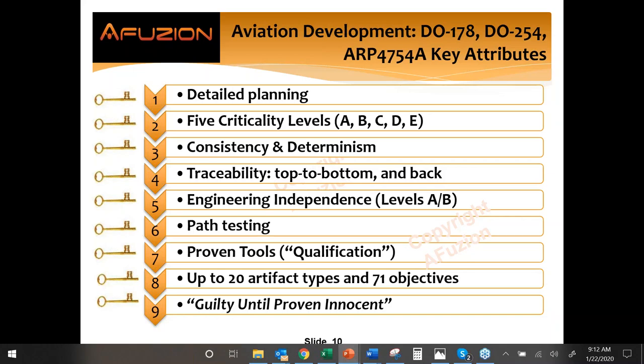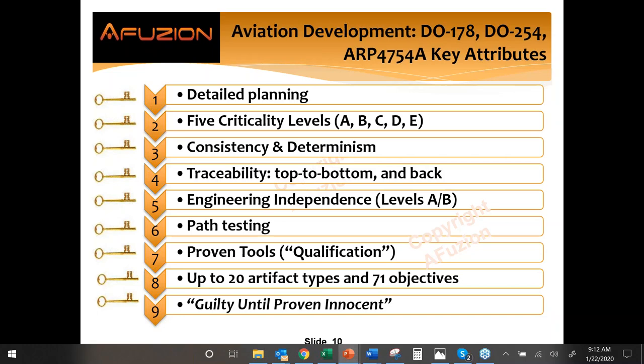Then engineering independence. We'll talk about this. Engineering independence: a different person verifying and validating from the person who created. So we have a minimum of three people on a project: QA, PA, then the creator, then the verifier validator. We need independence among all those three. Now, path testing. If people can be injured by software or killed by hardware, then we need to prove that the logic decisions of the software hardware engineers were correct. Well, that's done by path testing.